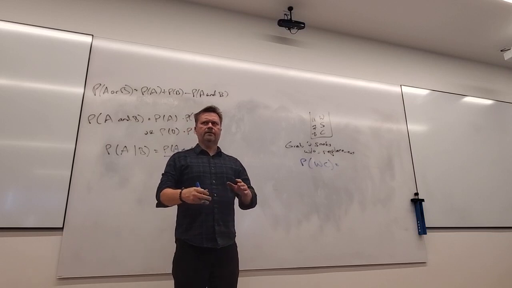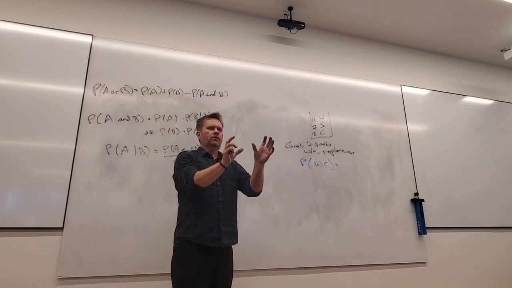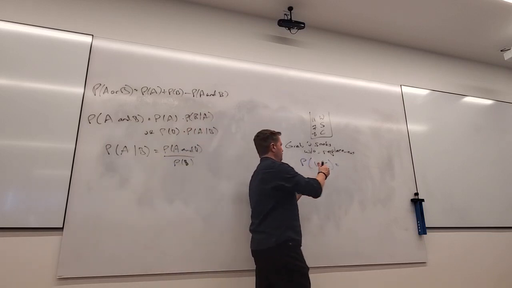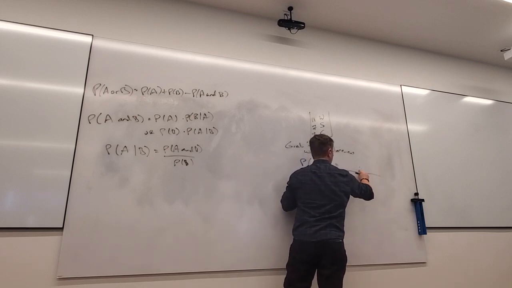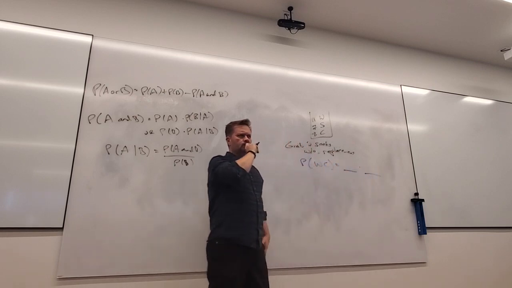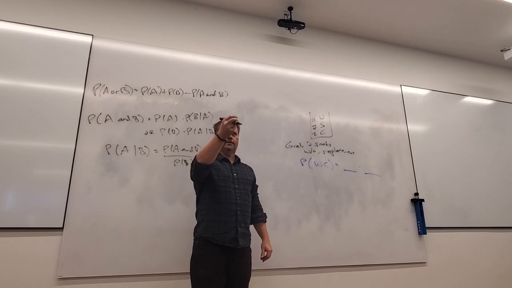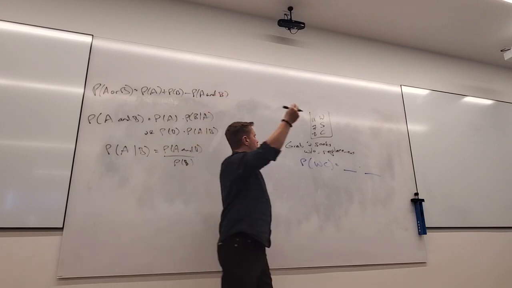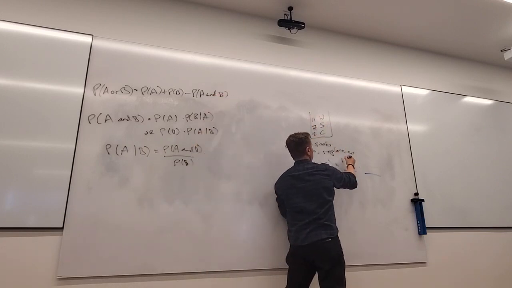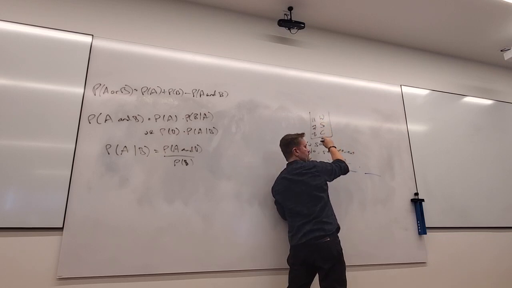So remember how to set this up. How many choices am I making? How many picks am I making? 2. What's the probability the first seed is a watermelon seed? 11 out of 26.